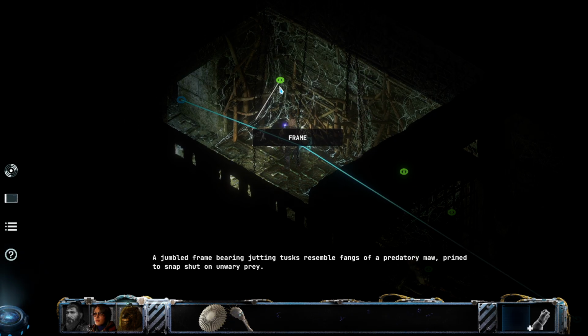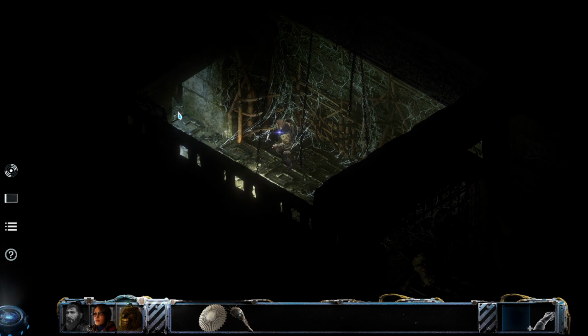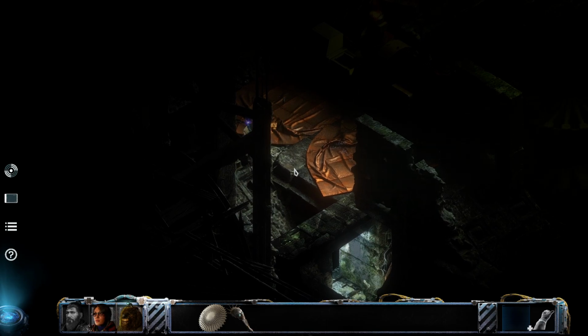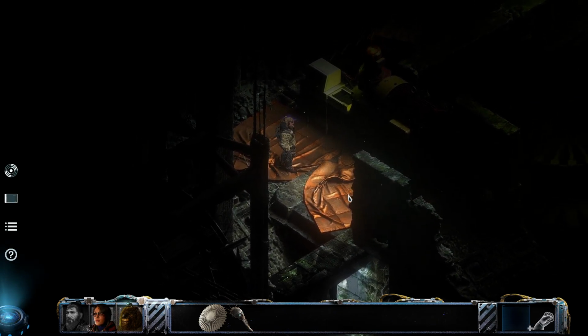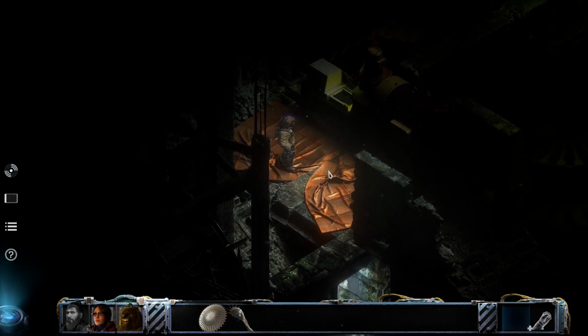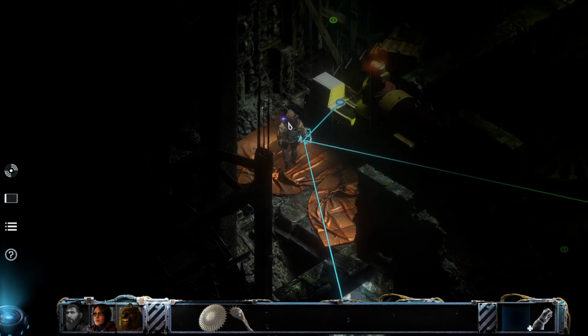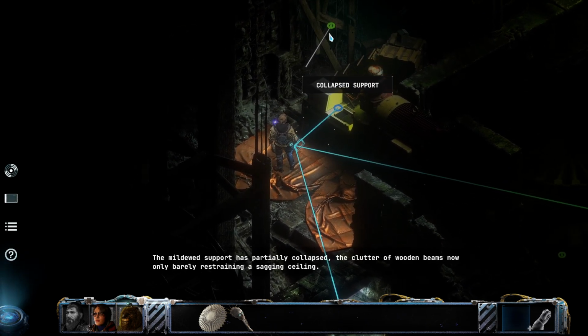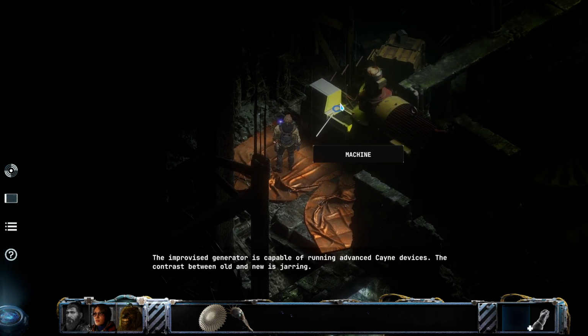A jumbled frame bearing jutting tusks resemble fangs of a predatory maw, primed to snap shut on unwary prey. And so deeper we go. Because it's a very good idea to do so. There's a little bit of, like, I don't know, it looked like traveling electricity here. I think ultimately it was just water splashing on the tarp. The mildewed support is partially collapsed, the clutter of wooden beams now only barely restraining a sagging ceiling.